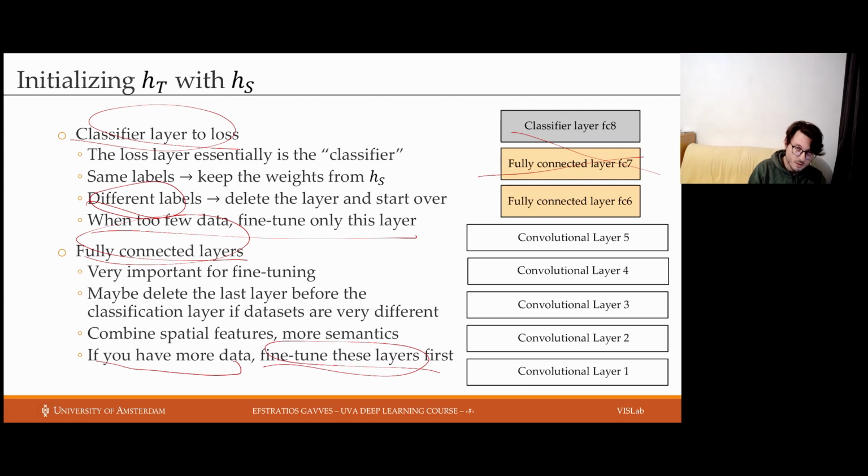What is important here to realize is that the fully connected layers combine spatial layers, right? So they're trying to combine them in order to capture semantics. That's why when the domain difference between the target and the source is too large, we have to consider deleting also the last layer.